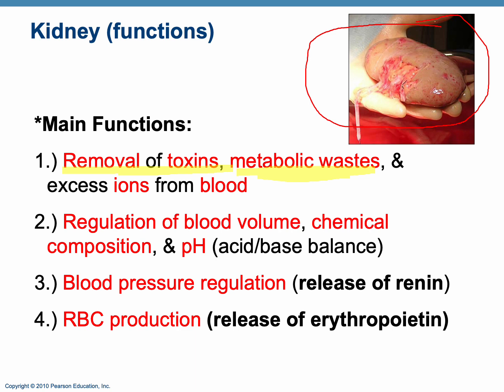I mentioned the idea of hydrogen ions, so ions from the blood right here. The kidney also serves an important function when it comes to regulation of blood volume in the body, proper chemical composition, and also proper pH of the blood when it comes to the idea of acid-base balance. What is the actual pH of arterial blood or venous blood? We'll get into more of an understanding of acid-base balance in our chapter on chemistry in the weeks to come. The kidneys also serve an important function when it comes to blood pressure regulation.